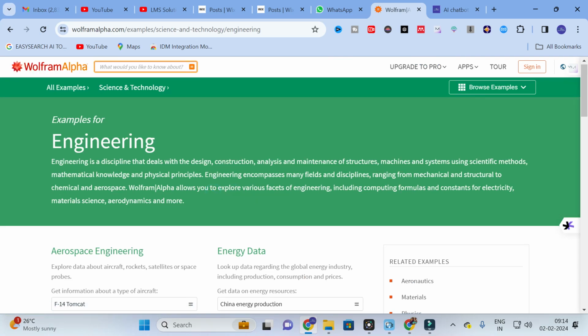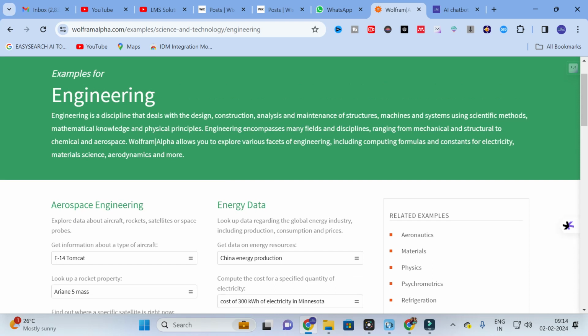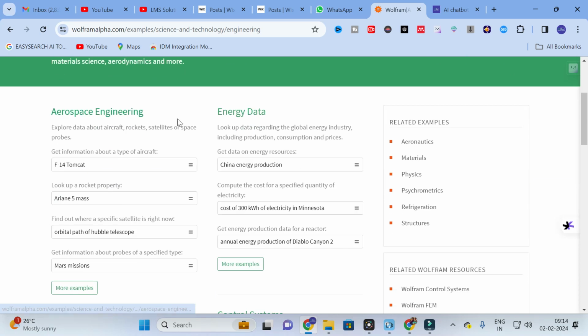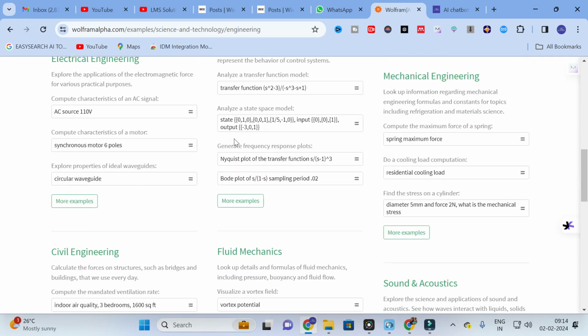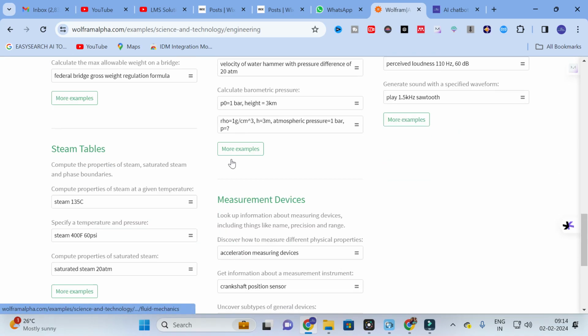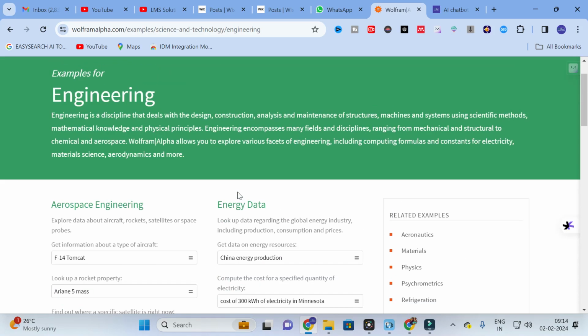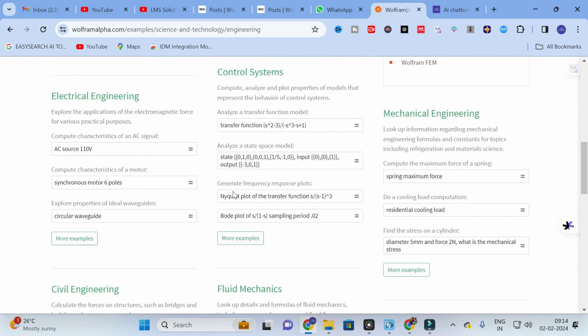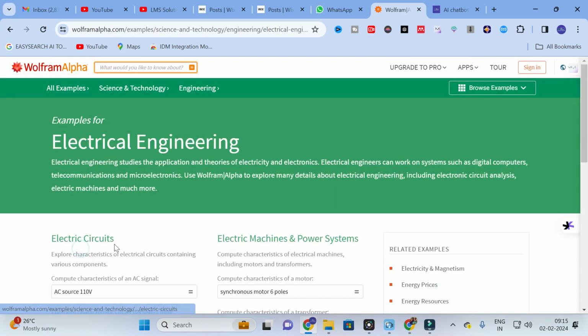In engineering, you can see different options are available. Engineering is a discipline that deals with design, construction, analysis and maintenance of structures, machines and systems using scientific methods, mathematical knowledge and physical principles. Here you can see aerospace engineering, energy data, next electrical engineering, control systems, next civil engineering, fluid mechanics, steam tables, measurement devices, etc. I am going to explore electrical engineering as I belong to the electrical engineering stream. So click on more examples.